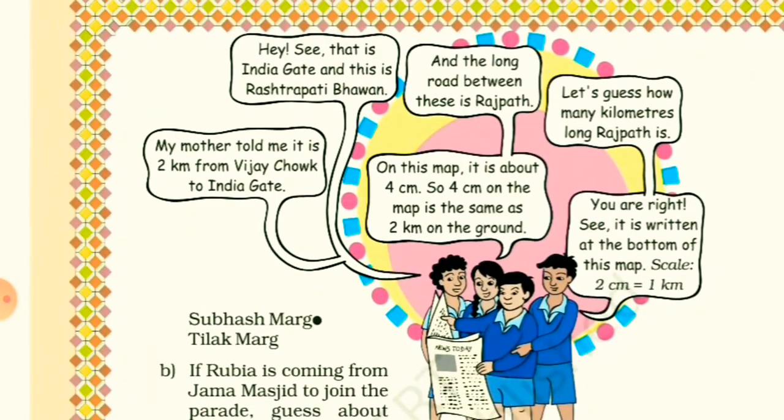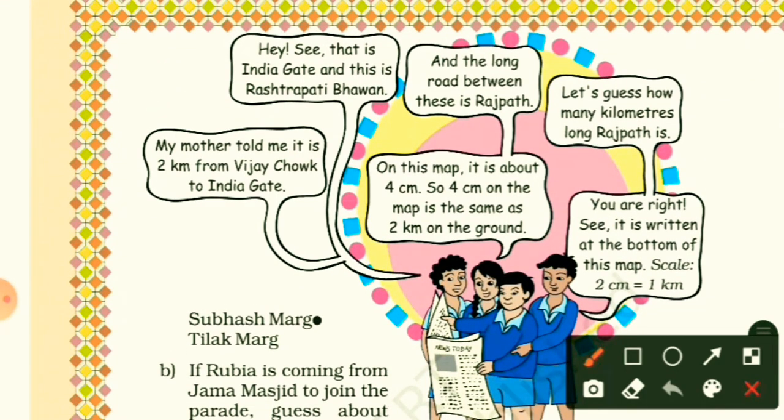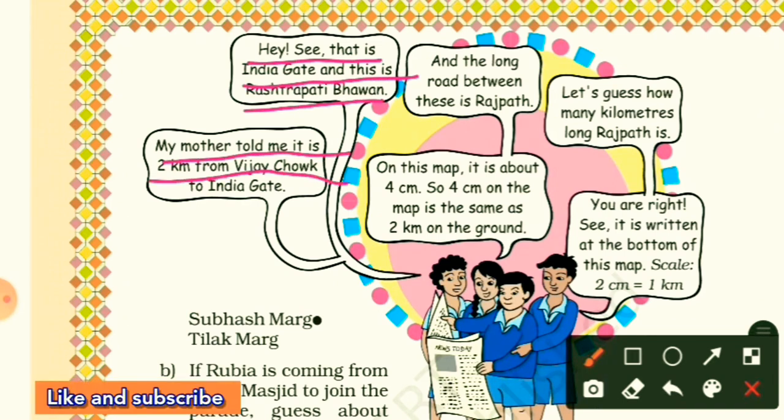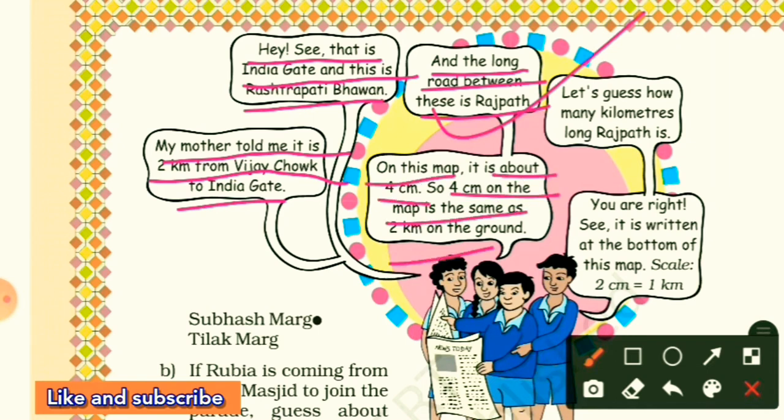Okay, so some students we are discussing here that, see, that is India Gate and this is Rashtrapati Bhavan. My mother told me it is 2 km from Vijay Chowk to India Gate, and the long road between this is Rajpath. We have already traced it. On this map it is about 4 centimeter and 4 centimeter makes 2 km on the ground. So that was calculating by using the scale. And now let's guess how many kilometers long Rajpath is.